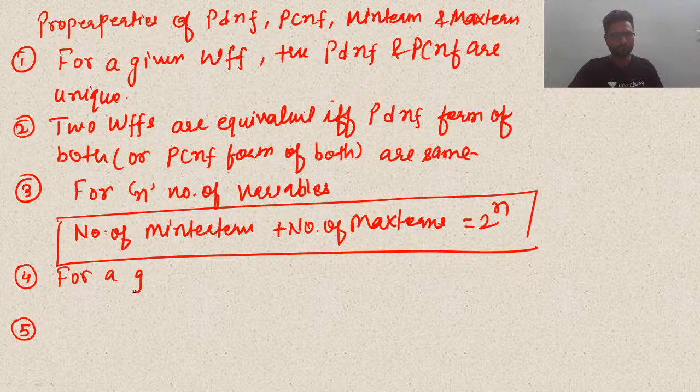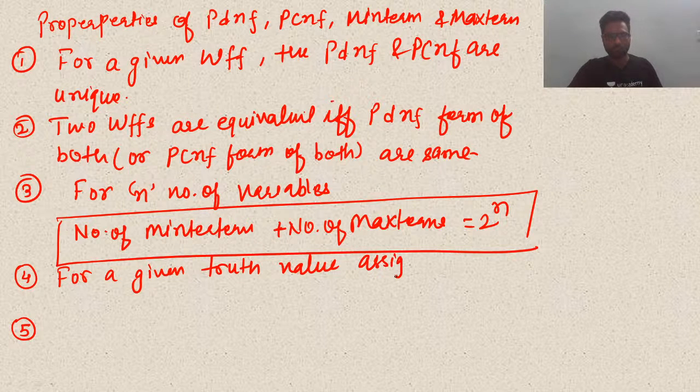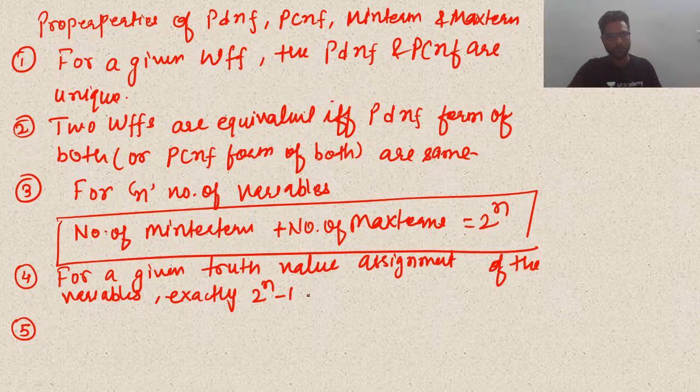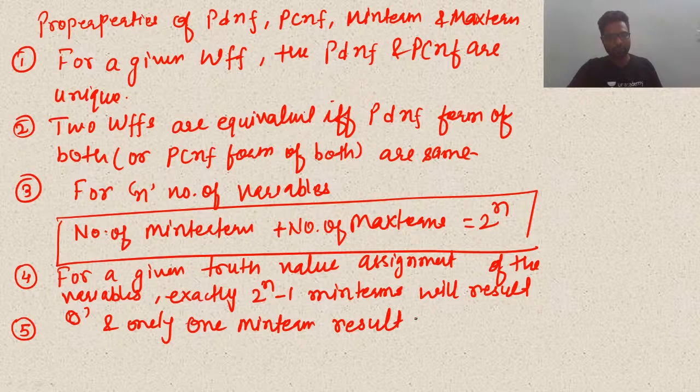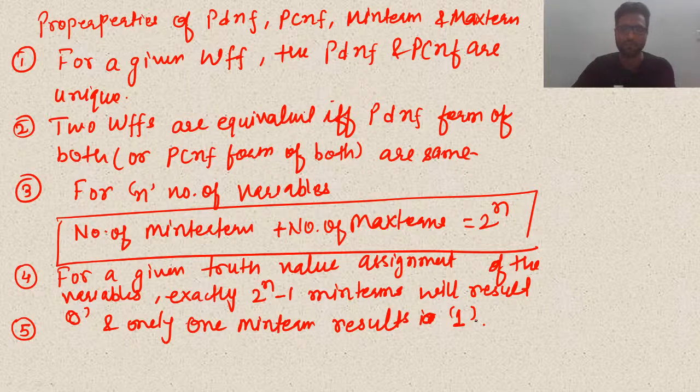Write down: for a given truth value assignment of the variables, exactly 2 raised to power n minus 1 min terms will result in 0, and only one min term results in 1. What is the meaning of that? So listen to me correctly, guys.